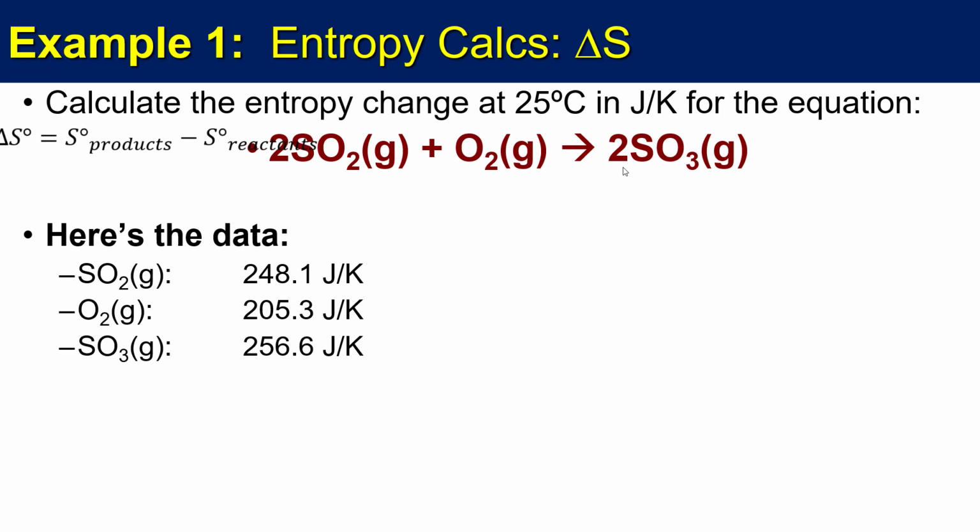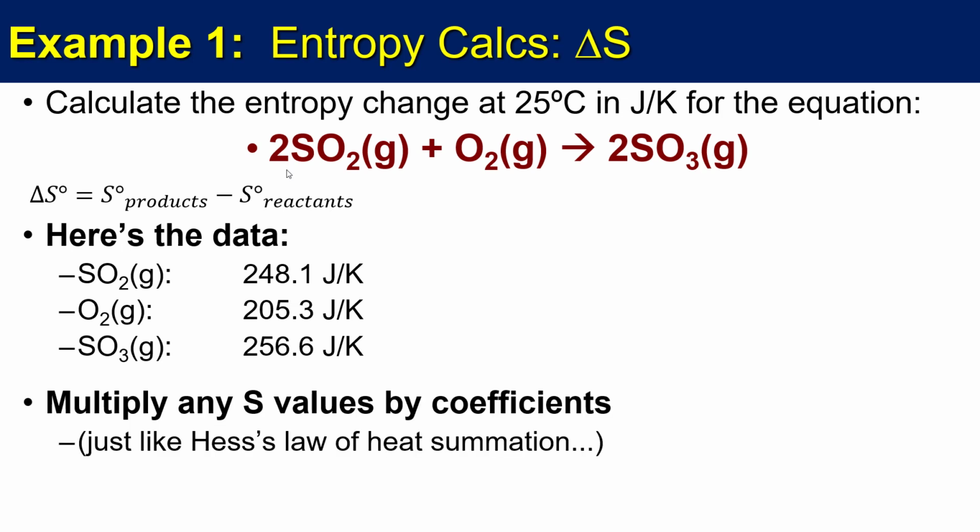I know that in order to calculate the change in entropy, I've got to take the entropy of my products and subtract the entropy of the reactants. Before you start, there is one consideration that you have to pay attention to. Like Hess's law of heat summation when we did it, you are getting values here for the entropy just like we did for the enthalpy. And these values have to get multiplied by the coefficients that are part of the balanced equation.